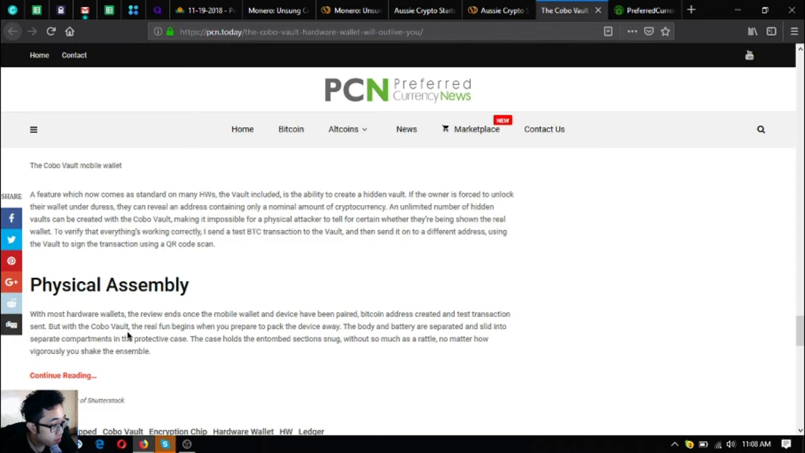But with the Cobalt, the real fun begins when you prepare to pack the device away. The body and battery are separated and slid into separate compartments in the protective case. The case holds the entombed section snug without so much as a rattle, no matter how vigorously you shake the ensemble.